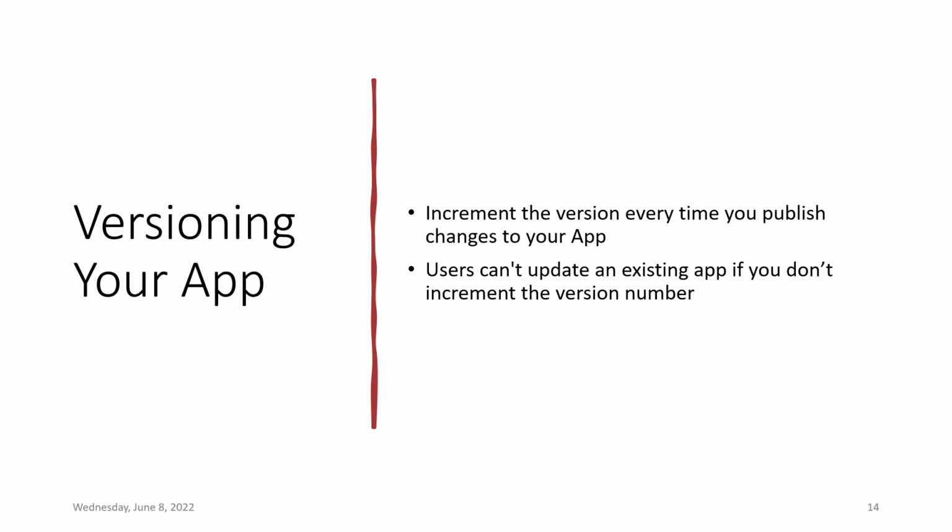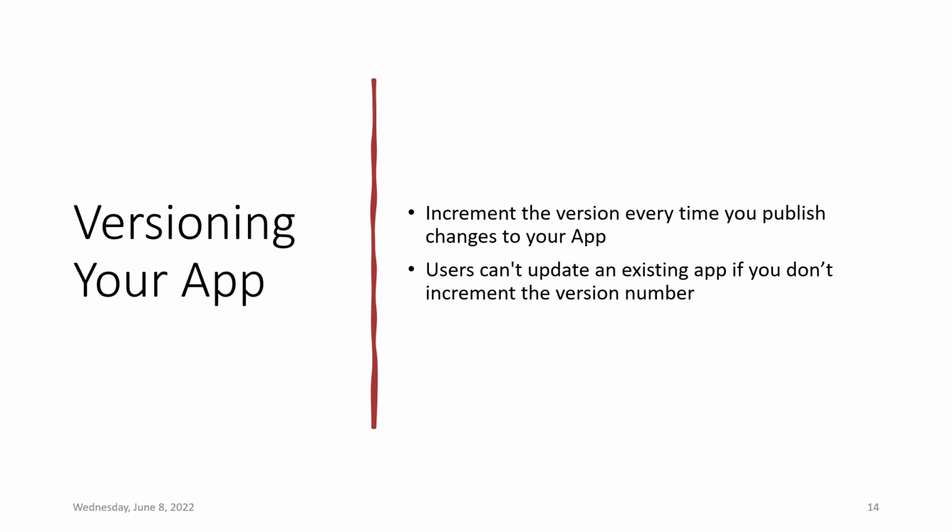Next thing I want to talk about is versioning your apps. Every time you publish a changed Alpha Launch app, you must increment the version number. Otherwise, users cannot update to that new version of your app. If the version number hasn't increased, the Alpha Launch app doesn't know that it has changed. It doesn't matter if the file size on the back end has changed. It just doesn't know.